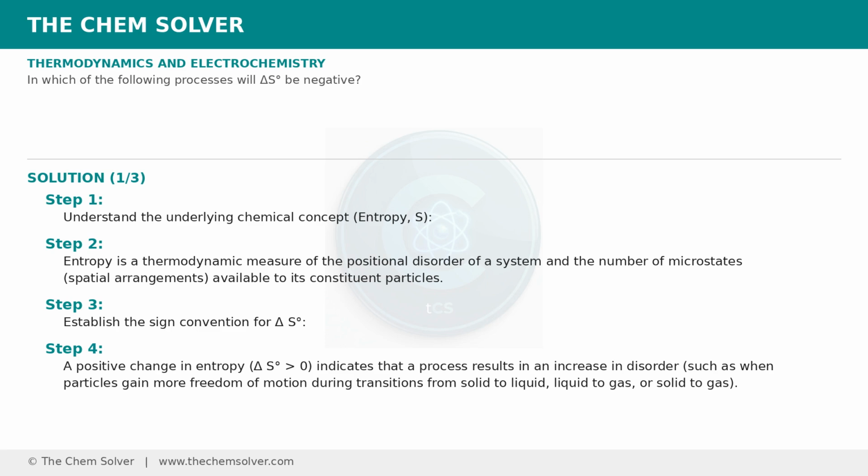A positive change in entropy, delta S degrees greater than 0, indicates that a process results in an increase in disorder, such as when particles gain more freedom of motion during transitions from solid to liquid, liquid to gas, or solid to gas.